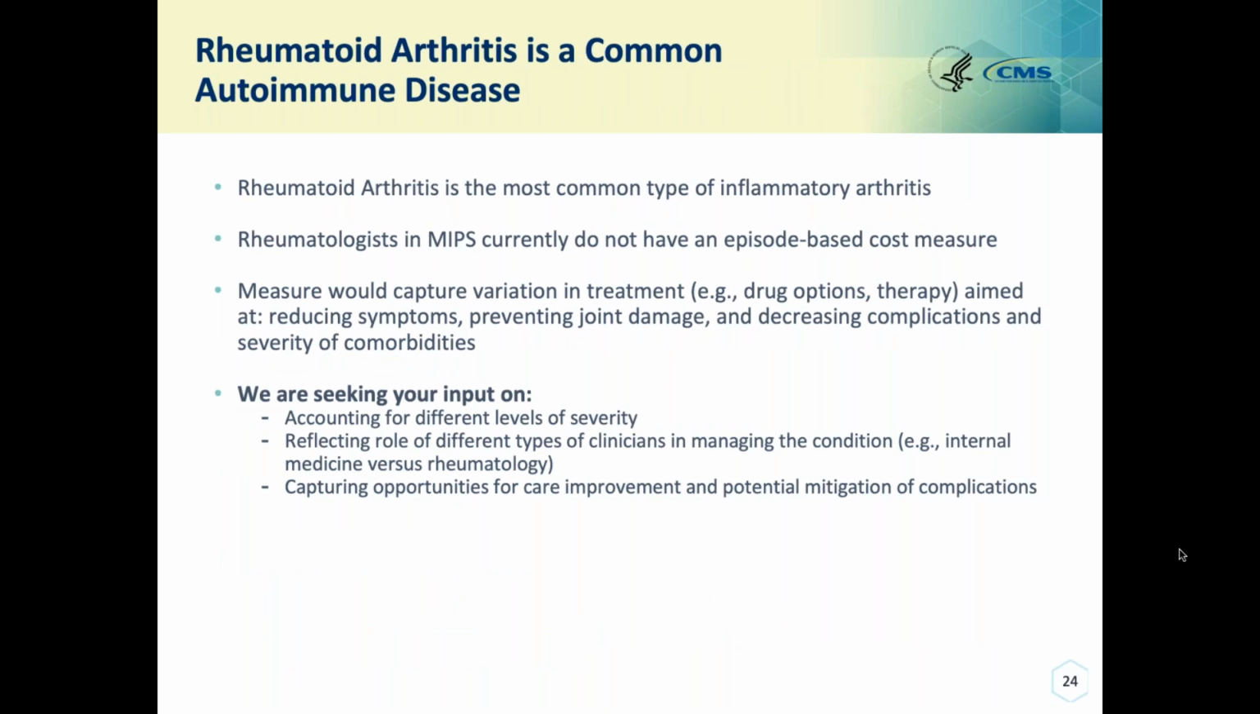The fourth and final clinical area is rheumatology arthritis. Rheumatoid arthritis is the most common type of inflammatory arthritis and is a common autoimmune disease. As with the other areas, there is both a coverage gap, as rheumatologists and MIPS currently don't have an episode-based cost measure, and there is variation in treatment, such as drug options and therapy aimed at reducing symptoms, preventing joint damage, and decreasing complications and severity of comorbidities. During the public comment period, we're seeking your input on accounting for different levels of severity, reflecting the role of different types of clinicians in managing the condition, such as internal medicine and rheumatology clinicians, and capturing opportunities for care improvement and potential mitigation of complications. Next slide, please.